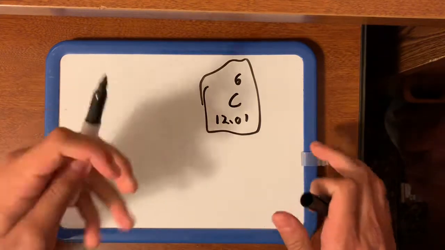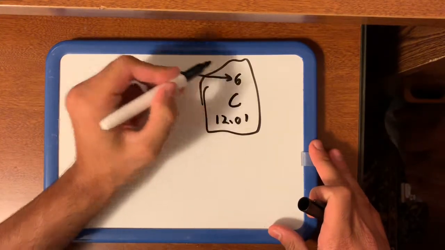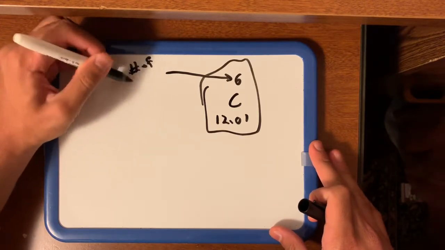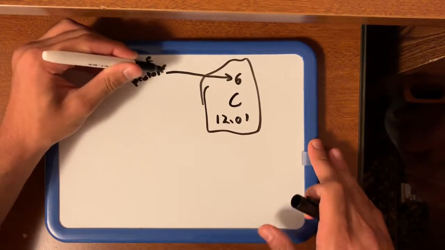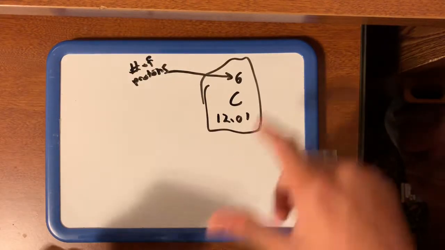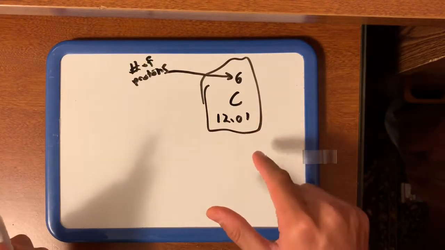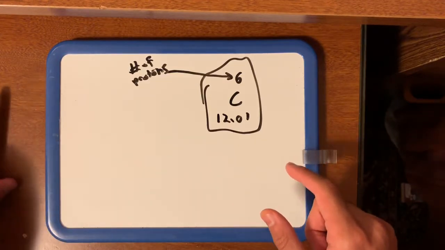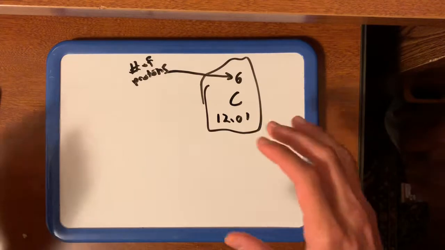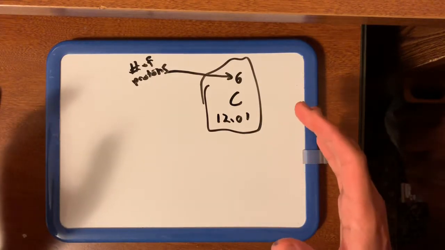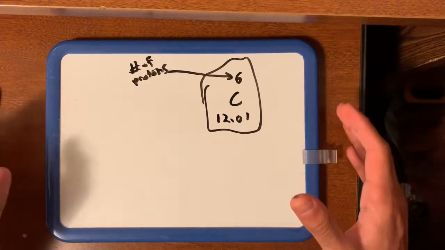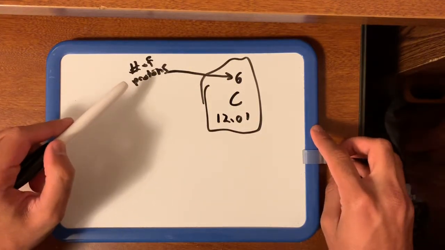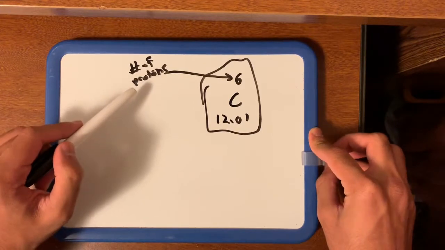So this number on top of the letter C is the number of protons. This whole thing is one of the elements on the periodic table. An element is a pure substance where the atoms contain the same number of protons. And that's where this comes in handy. So the number of protons defines what element an atom is.